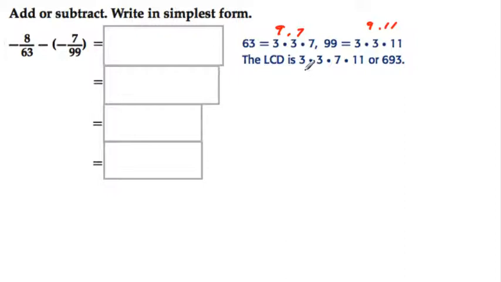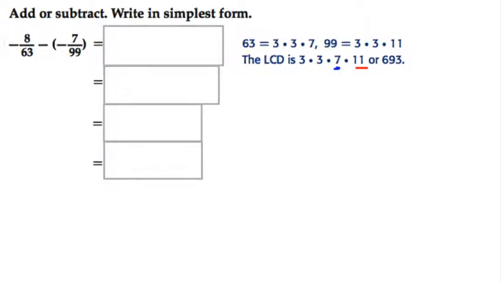So for the least common denominator, we need 2 3's from both factors. We need a 7 and we need an 11. If we multiply all those numbers together, we get 693. That's going to be our common denominator. So let's figure out for 63, in order to change it to 693, what factors are we missing? We have 2 3's and a 7, so we're missing the 11 for 63. And for the 99, we have 2 3's and an 11, so we're missing the 7.